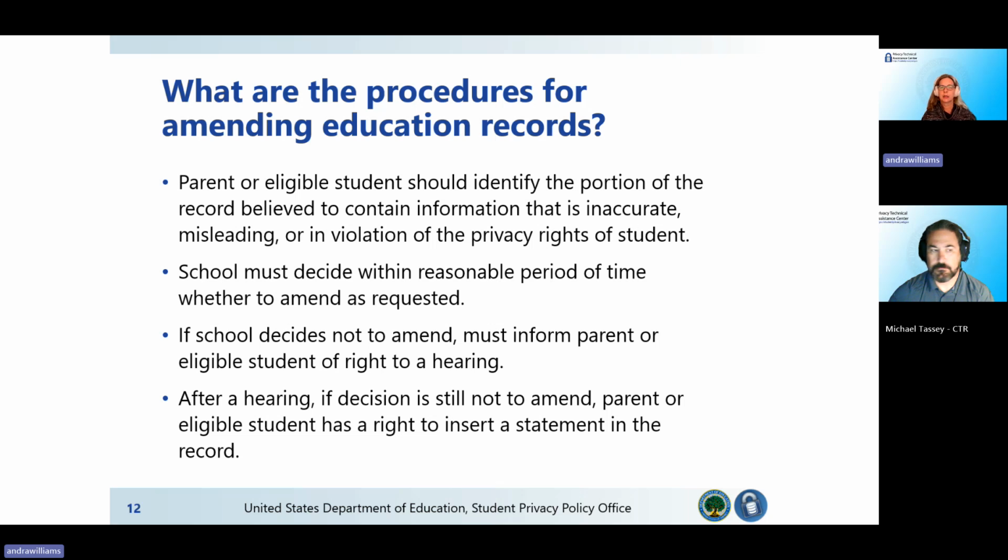If the school decides not to amend the record, it must inform the parent or eligible student of their right to a hearing. After the hearing, if the decision is still not to amend the record, the parent or eligible student has a right to insert a statement into the record, and that must be disclosed anytime that portion of the record is disclosed. We do have resources on our website about this, so I encourage you to take a look if you have questions.